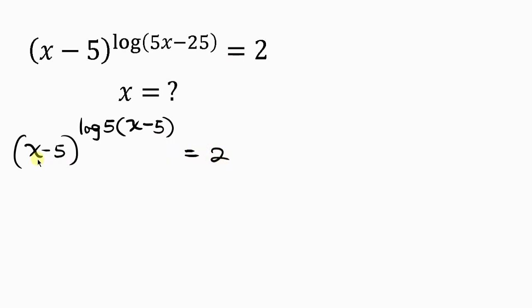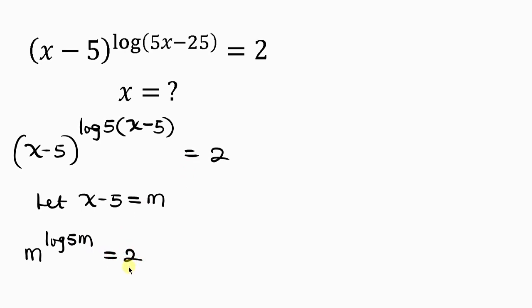Now notice that I have x minus 5 here, and I also have x minus 5 here. So we can apply substitution here by saying let x minus 5 be equal to m. That means wherever I see x minus 5, I'm going to be putting m. So this expression becomes m to the power of log 5m equal to 2.